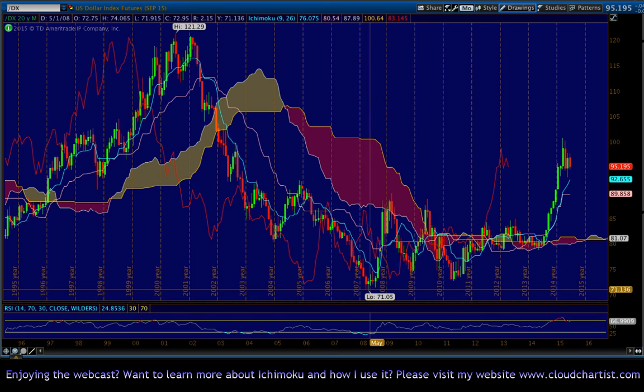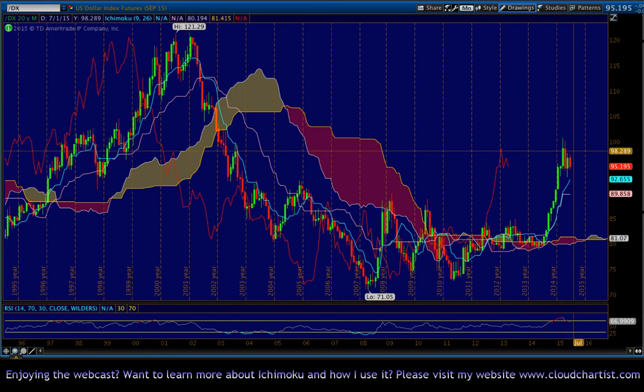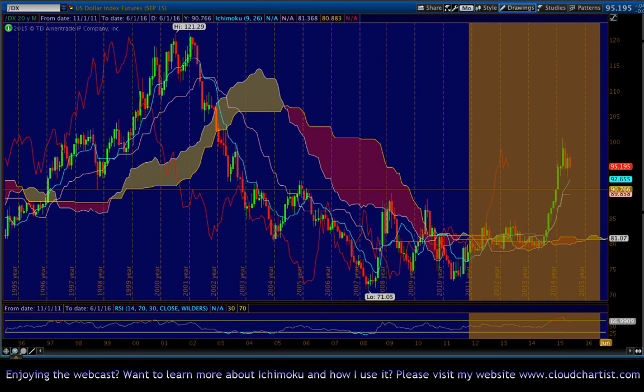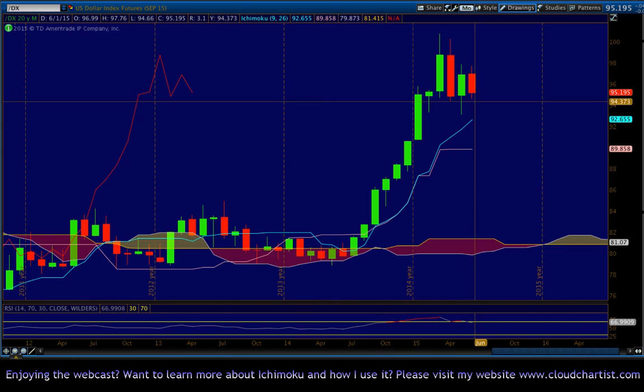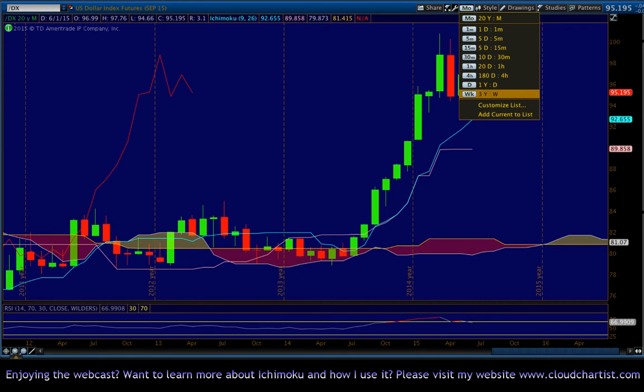But lately, look at this up move. It's just incredible on the monthly time frame. So on the monthly time frame, the dollar is just bull flagging right now, and it could be a pullback-to-breakout scenario. If we come down and hit 92.65 on the monthly time frame, that could be a great buy point. Let's go back to the weekly, since this is the weekly Ichimoku wrap after all.